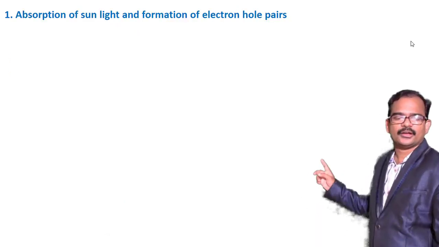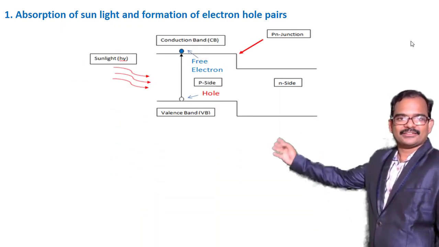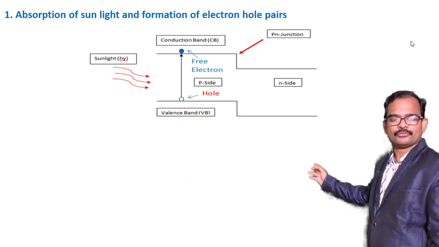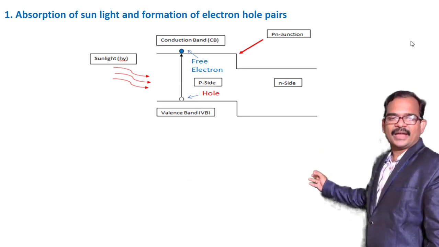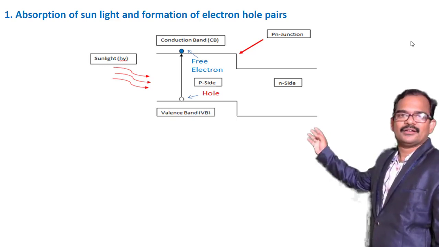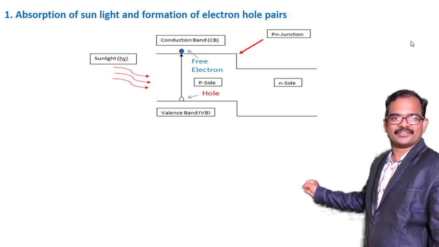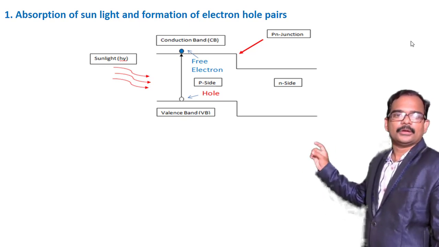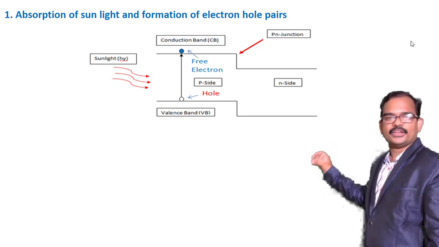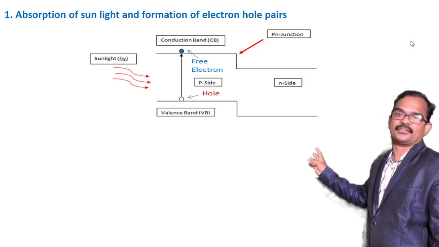So the first one is the absorption of sunlight and formation of electron hole pairs. When sunlight falls on it, the electrons which are available in the valence band will move towards the conduction band, thereby creating a hole in the valence band. It is the first thing. So because of the light falling on the solar panel, we are getting the electron hole pairs.